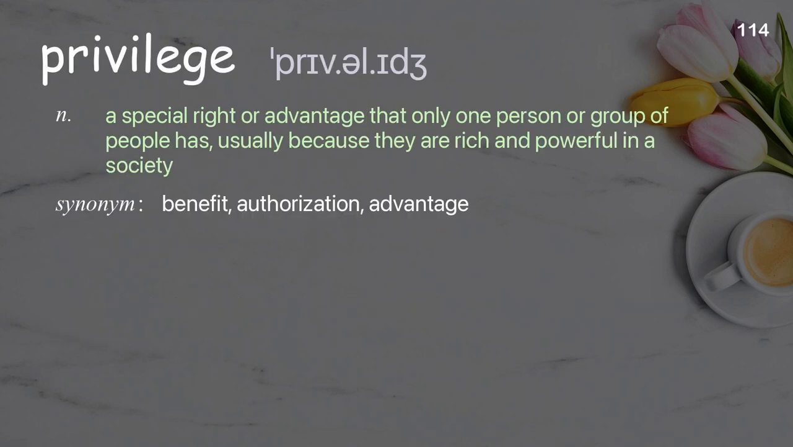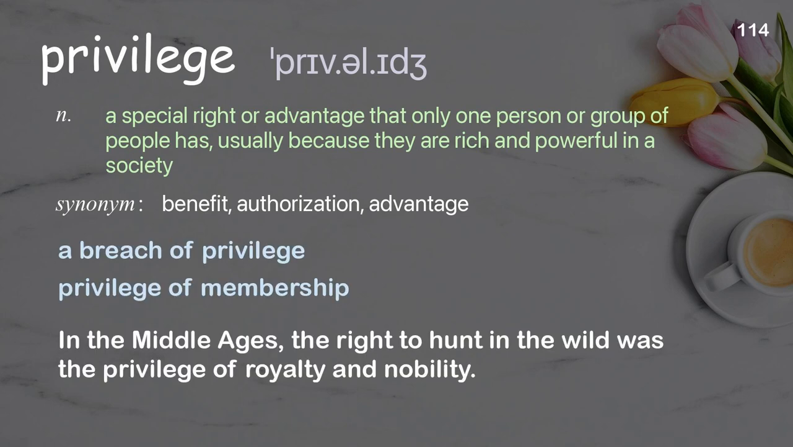Privilege: a special right or advantage that only one person or group of people has, usually because they are rich and powerful in a society. Examples: a breach of privilege, privilege of membership. In the Middle Ages, the right to hunt in the wild was the privilege of royalty and nobility.